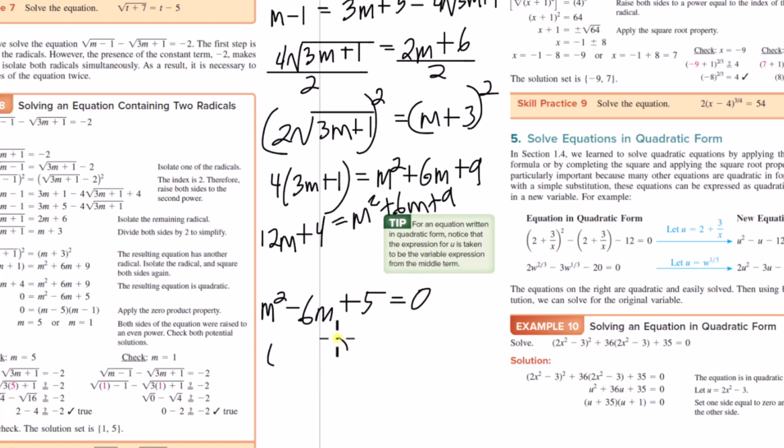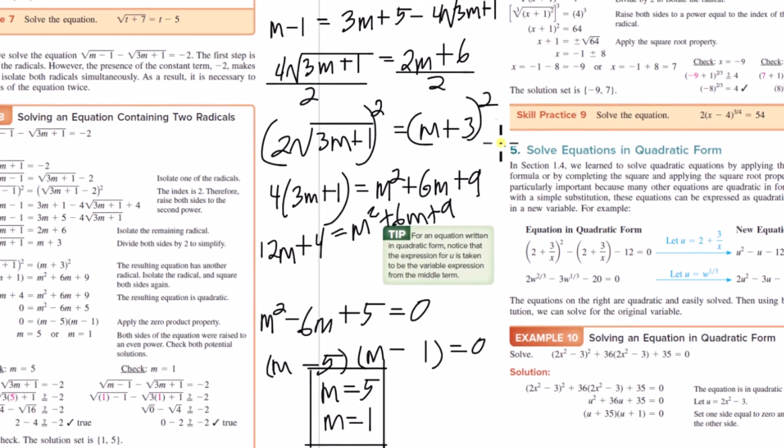Okay, so let's see. We've got 5, 1 minus 5 minus 1. So m is equal to 5 and m is equal to 1. Okay, so now if we plug those back into the original equation, you're going to see that actually both check out. So we're good.